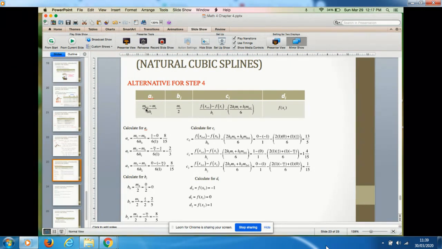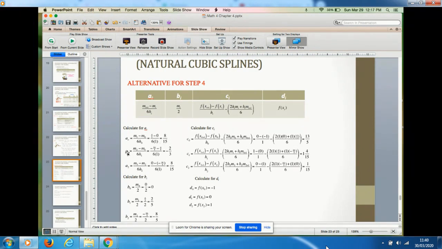So when I is 0, okay, you masukkan. When I 0, you akan dapat M1 minus M0 divided by 6 h0. So masukkan nilai M1 4 over 5 and then h0 is 1. Data yang sama dalam pool table, okay, you akan dapat nilai A0 equal to 8 over 15.